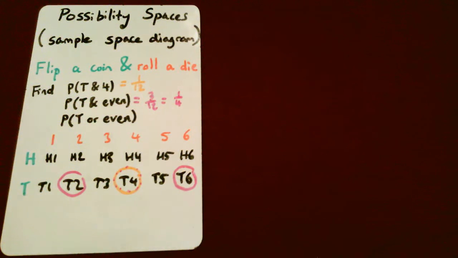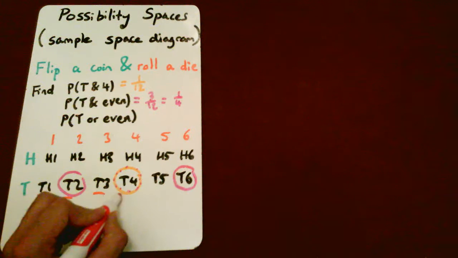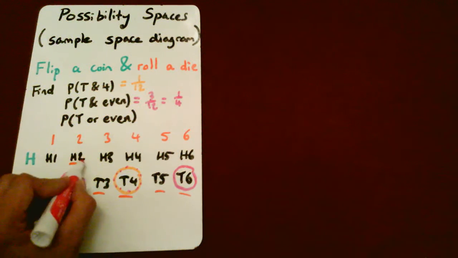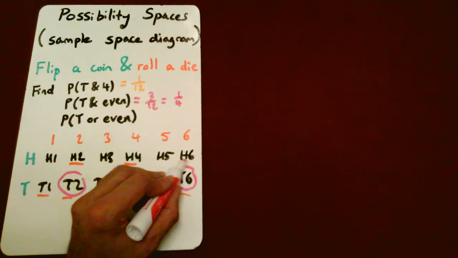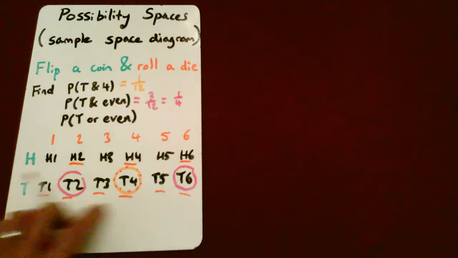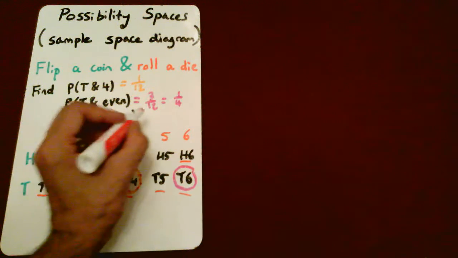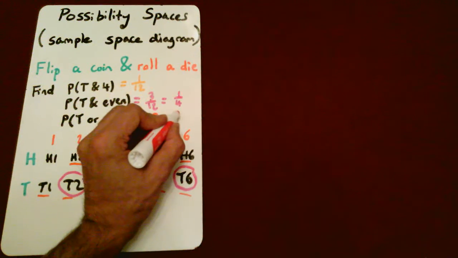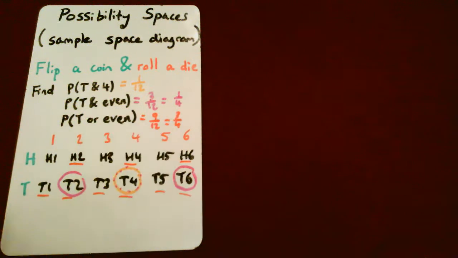Finally, I've got a question here asking for the probability of getting tails or an even number. So for this, it could be tails or it could be even. Well, T1, T2, T3, T4, T5, T6, those are all tails. H2 is even, H4 is even, and H6 provides an even. So that's one or the other. That means I've got 9 different options here, which is 9 out of 12, which means the probability is the same as 3/4.